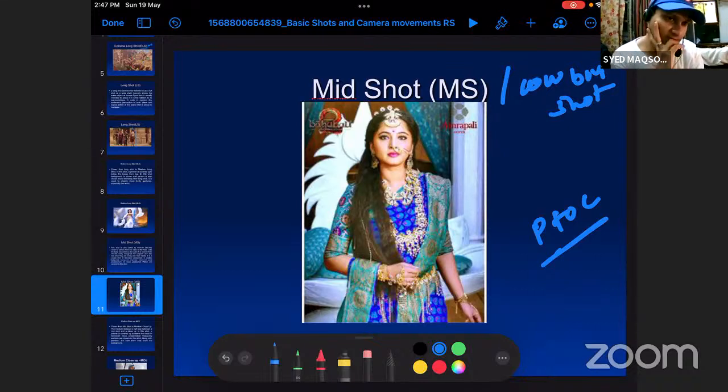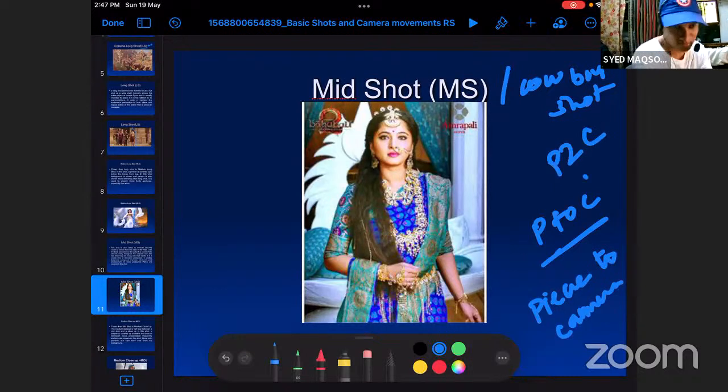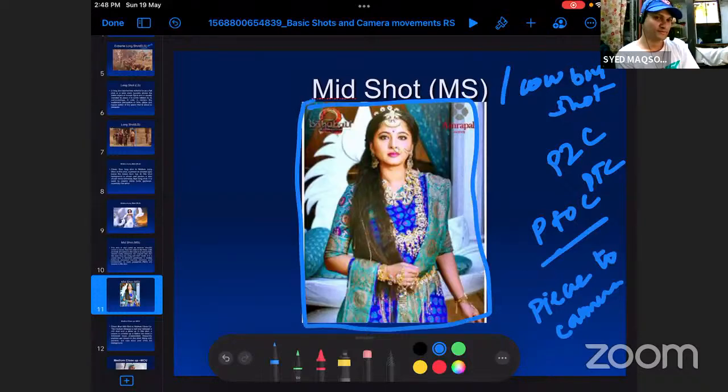Product to customer? No, not product to customer here. Piece to camera. In television production we call it P2C, or PTC. So piece to camera means while reporting from the location, this shot is used: medium shot or mid shot, simply MS.